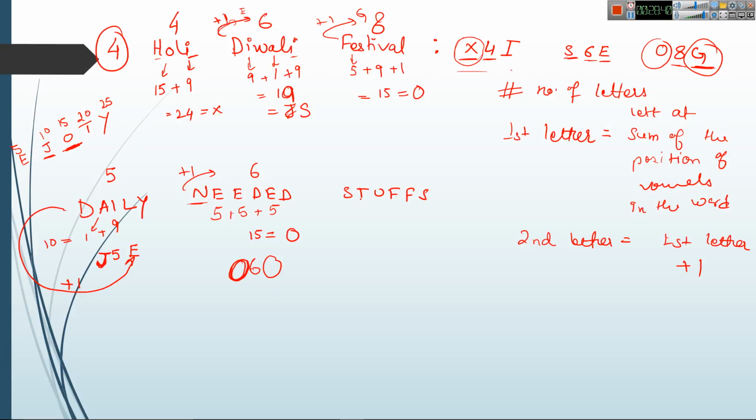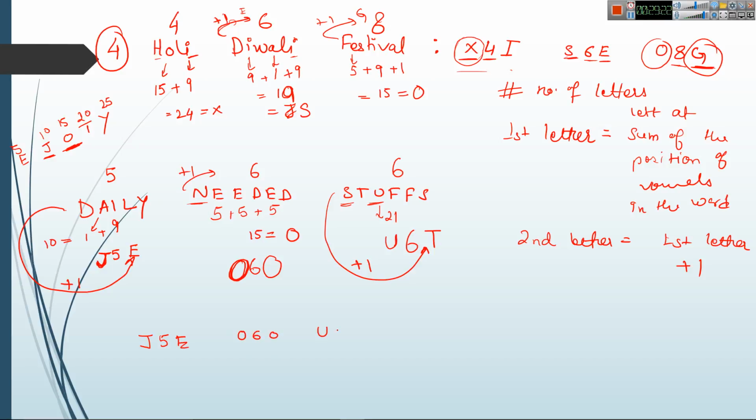And again we get to the third word, which is stuffs. The number of letters here is 6, so we will write 6. The only vowel present here is U. Position of U is 21. The letter at position 21 is U, since there is no other vowel, so we add nothing and the same U is repeated here. That is the first letter of the code, and then the last letter of the code will be the first letter S plus 1, which is T.